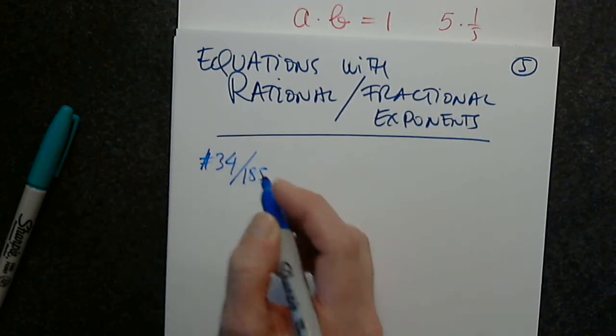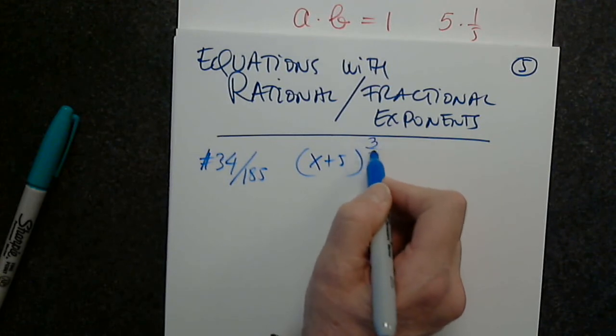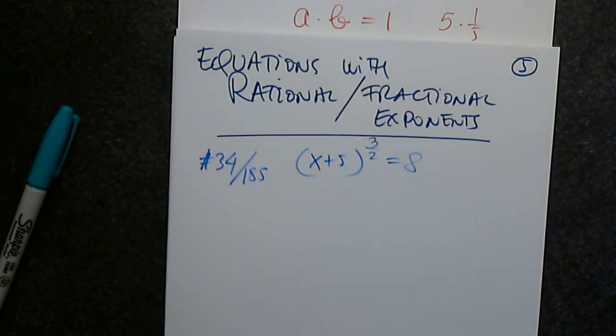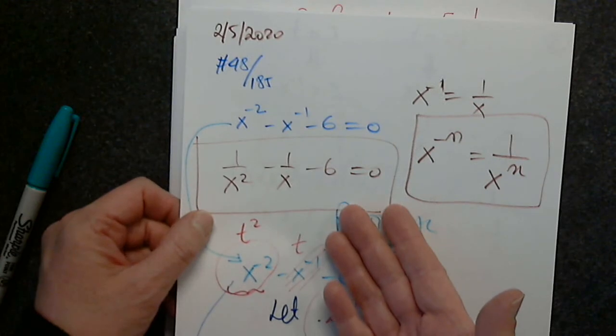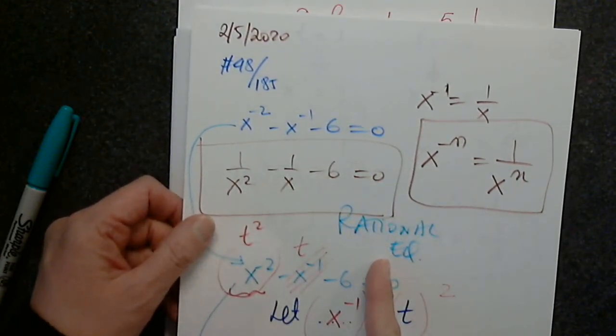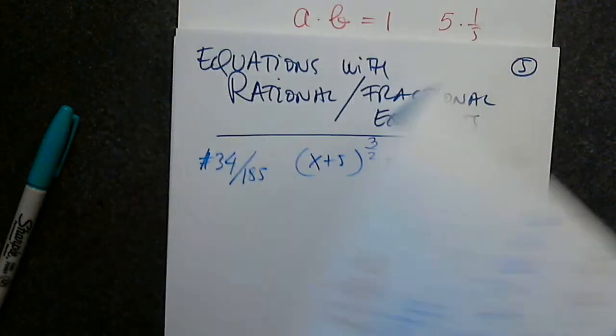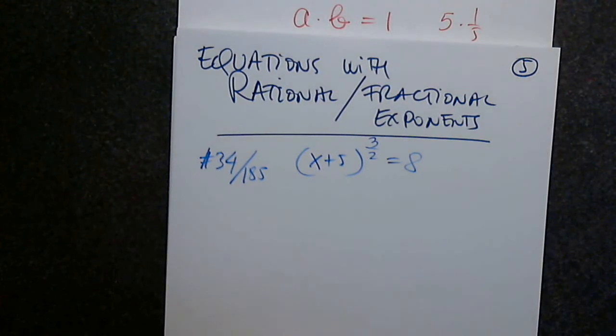Okay, 34 on page 185. X plus 5 raised to 3/2 equals 8. A few minutes ago when we looked at an equation that was quadratic in form, we turned it into something as simple as we could, and we said, okay, it may be quadratic in form, but it's also rational. I have to agree. The same thing here. Do we know what 3/2 represents?